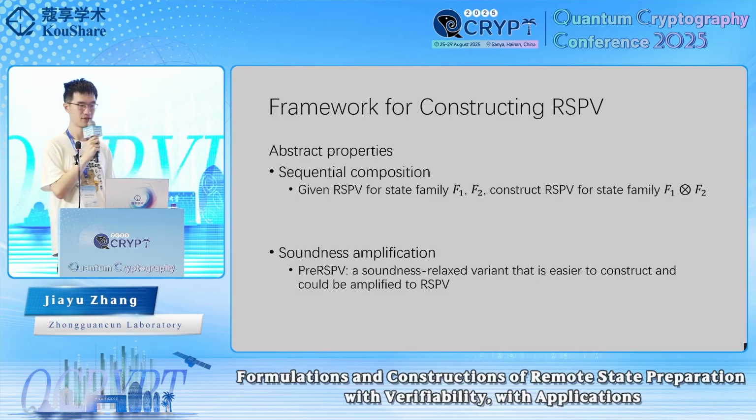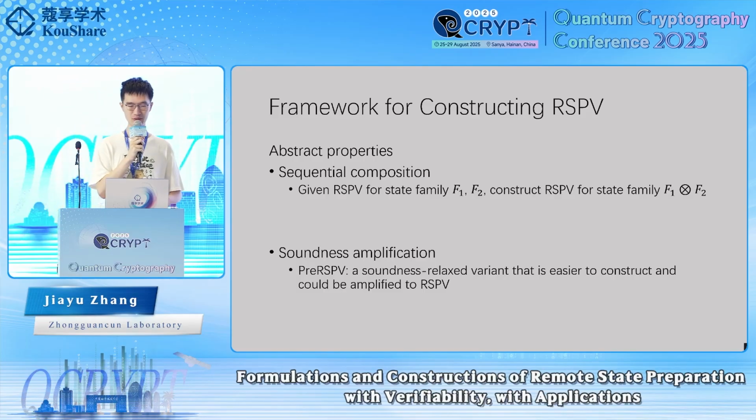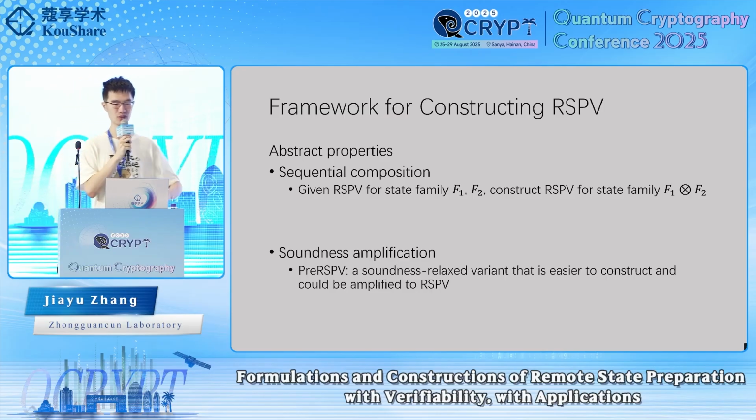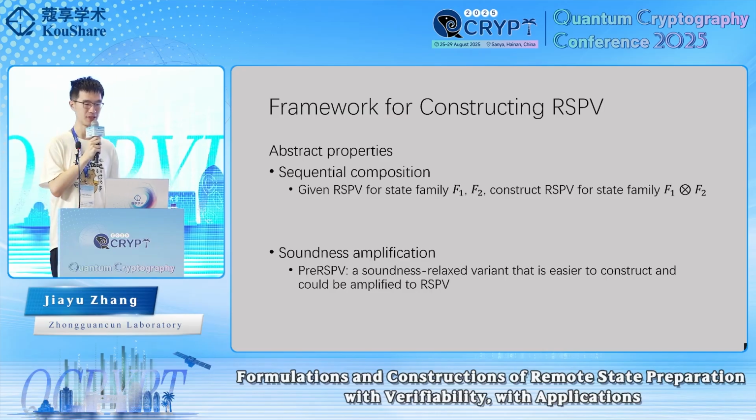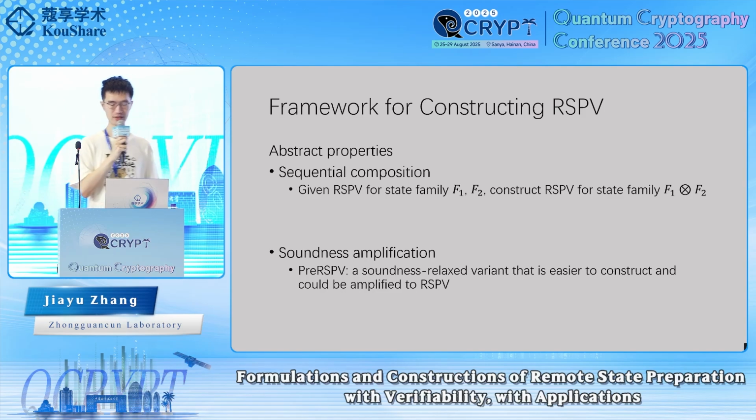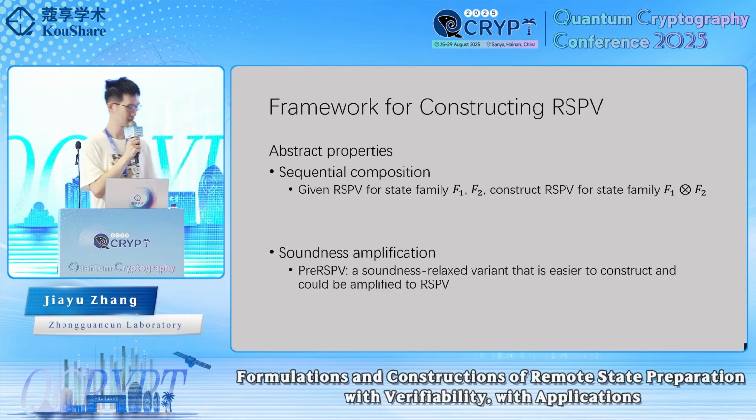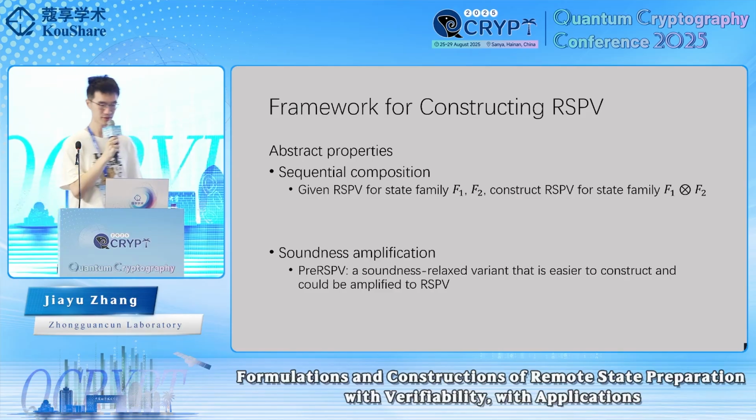In more detail, we prove the sequential composition, which means if we are given RSPV for state families F1 and F2, we could perform these two RSPV sequentially, and we could directly get an RSPV for the tensor product of F1 and F2. This is a desirable property.